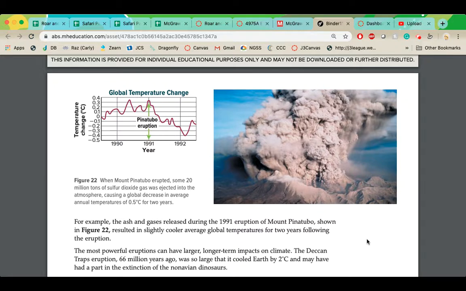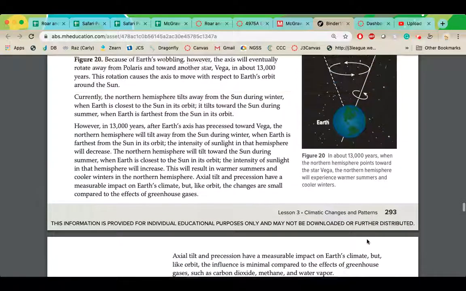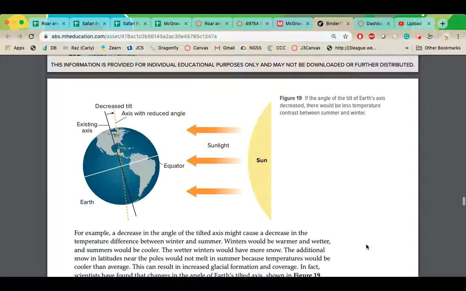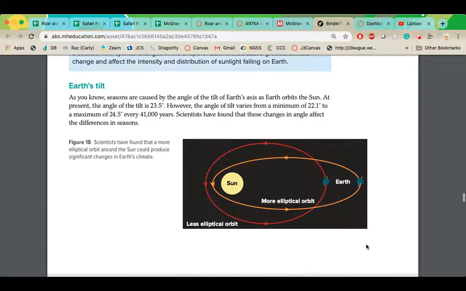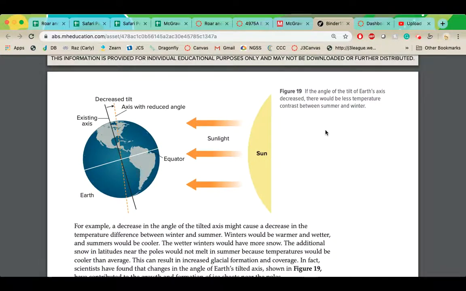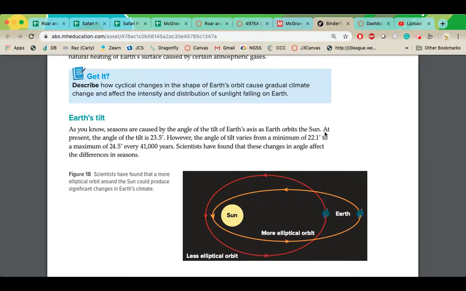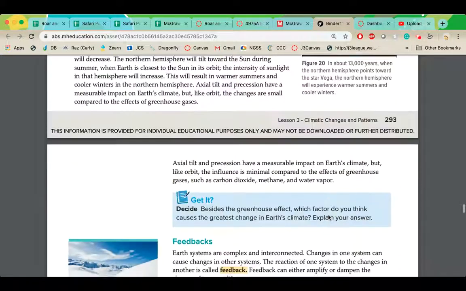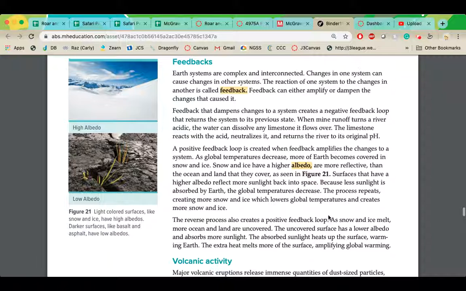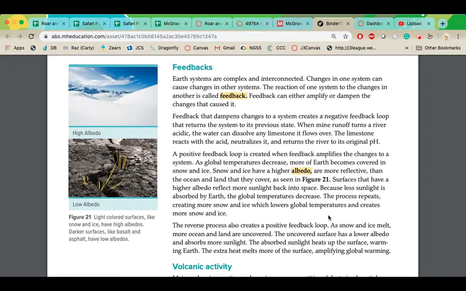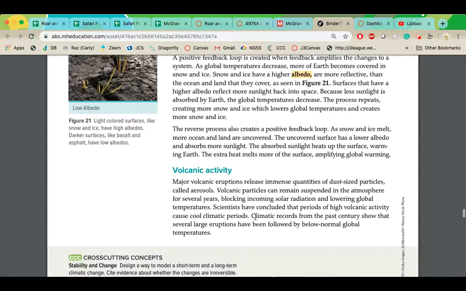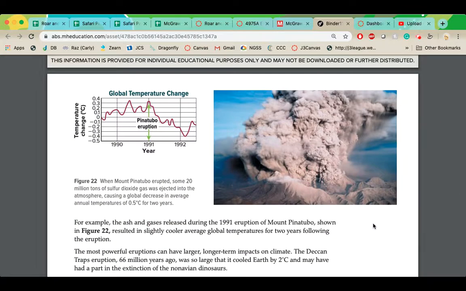Some of the things that we've talked about in this section are long term climate changes. And that would be more like the Earth's wobble or the Earth's tilt, which they show here, or the Earth's axis changes. And then there's other things that are maybe more short term, and that's like the feedback loops, and then volcanic eruptions that only last for a few years.